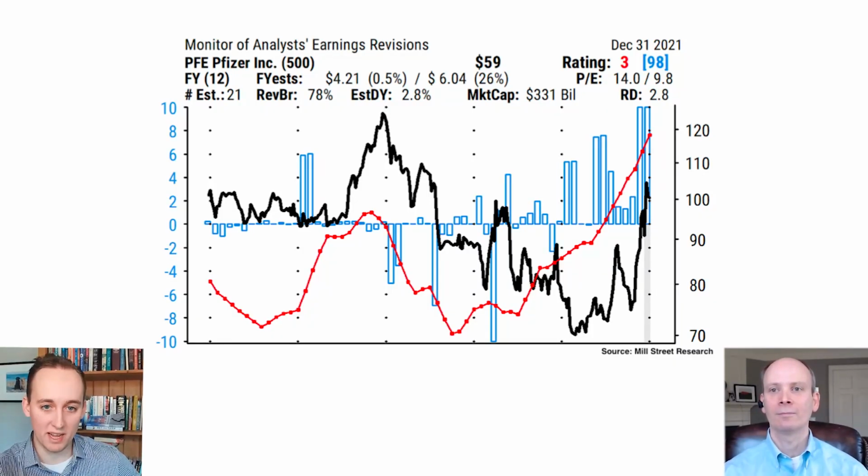So now we're looking at the monitor of analyst earnings revisions for Pfizer, PFE. Looking at the top chart, what are the blue bars? What is the red dotted line? And what is the black line?